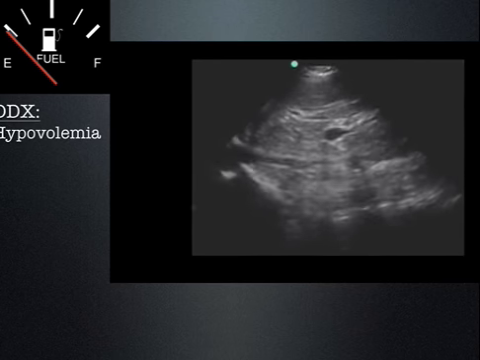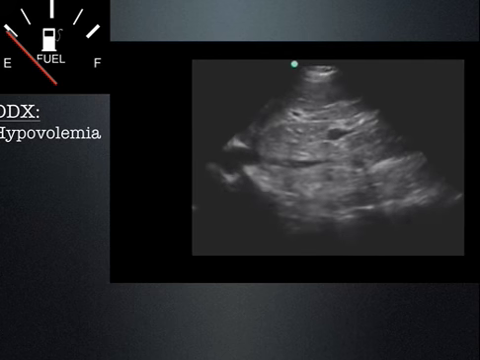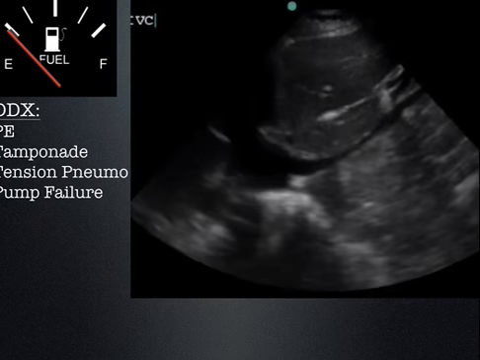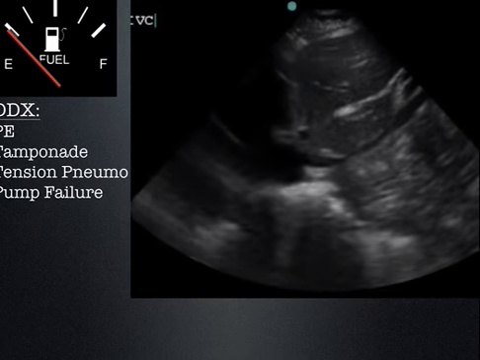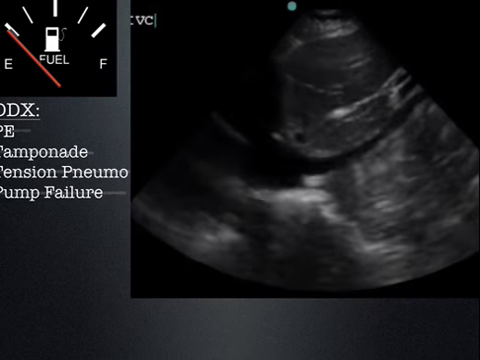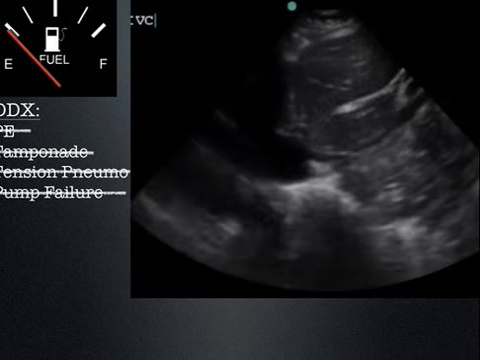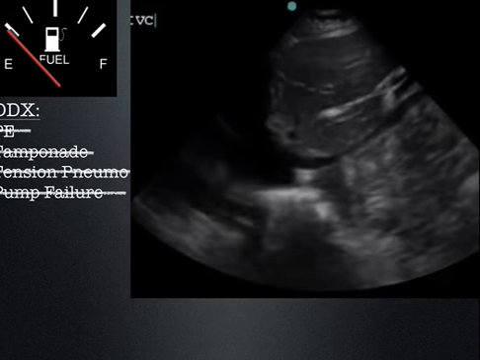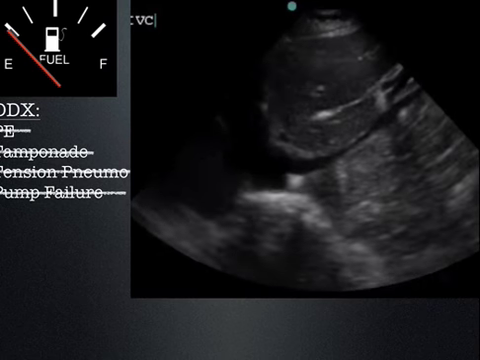We know that the differential diagnoses that lead to hypovolemia are much higher on our list. We know things that cause high right heart pressures like pulmonary embolus, tamponade, tension pneumothorax, and pump failure are less likely. In fact, I'd say they're off the list.